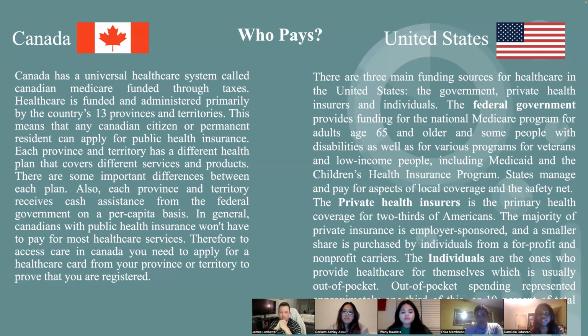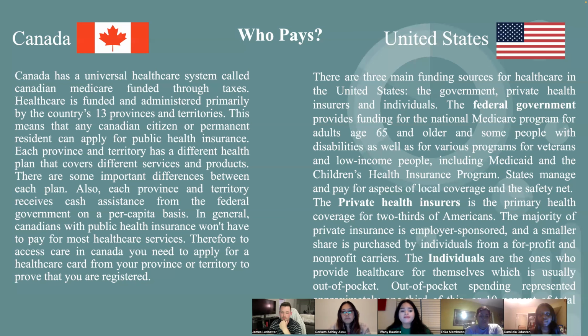And for the United States, there are 3 main funding sources for healthcare: the government, private health insurance, and individuals. The federal government provides funding for the national Medicare program for adults ages 65 and older, and some people with disabilities, as well as for various programs for veterans and low-income people, including Medicaid and the Children's Health Insurance Program.